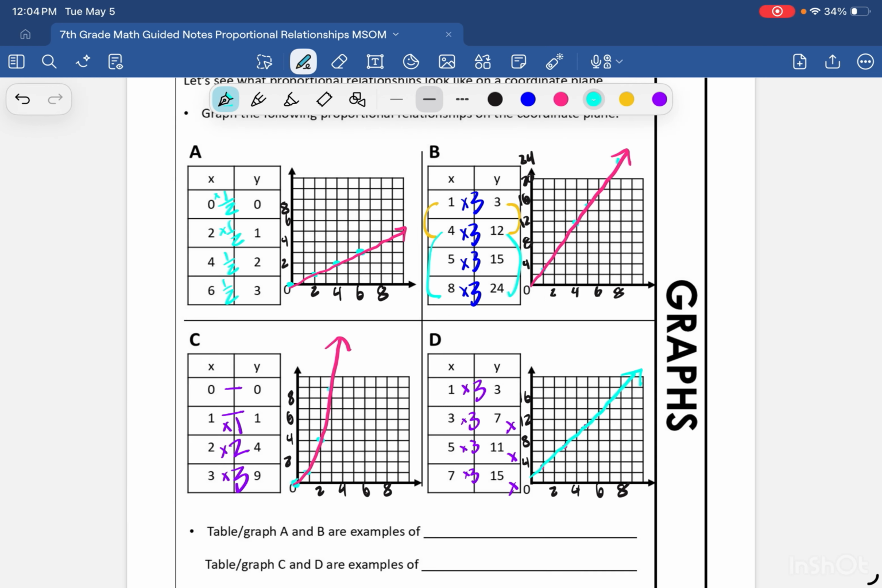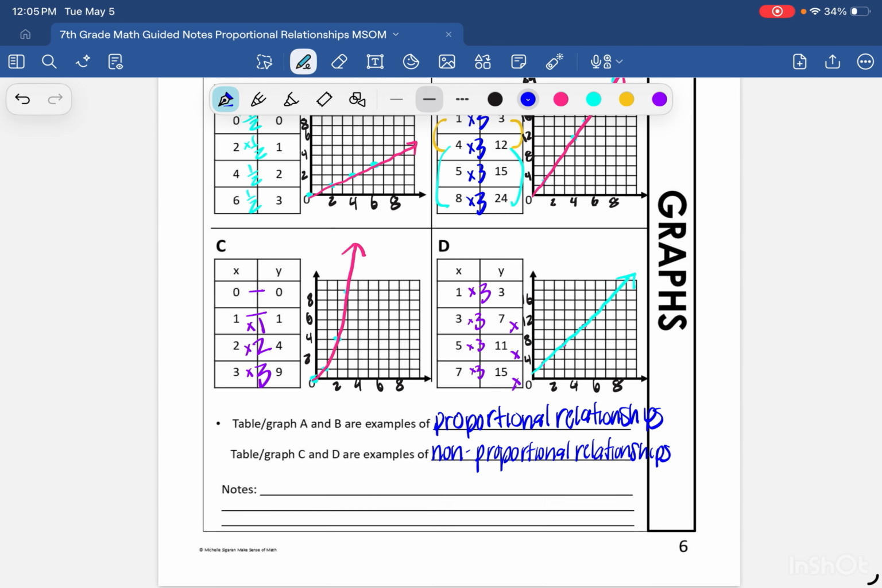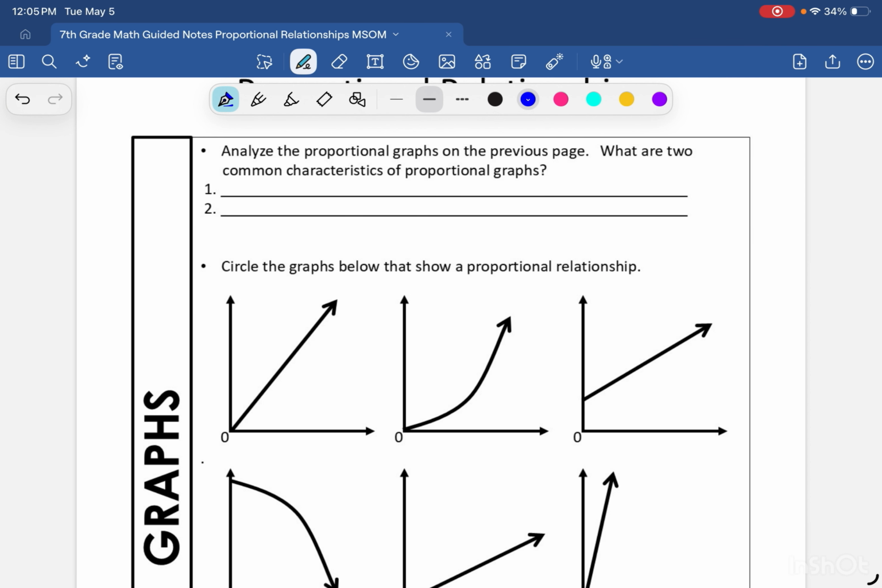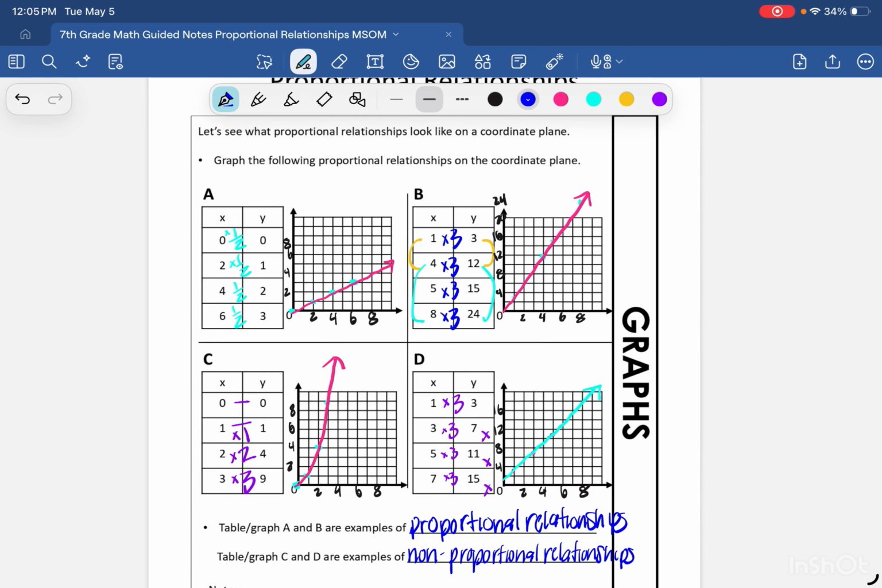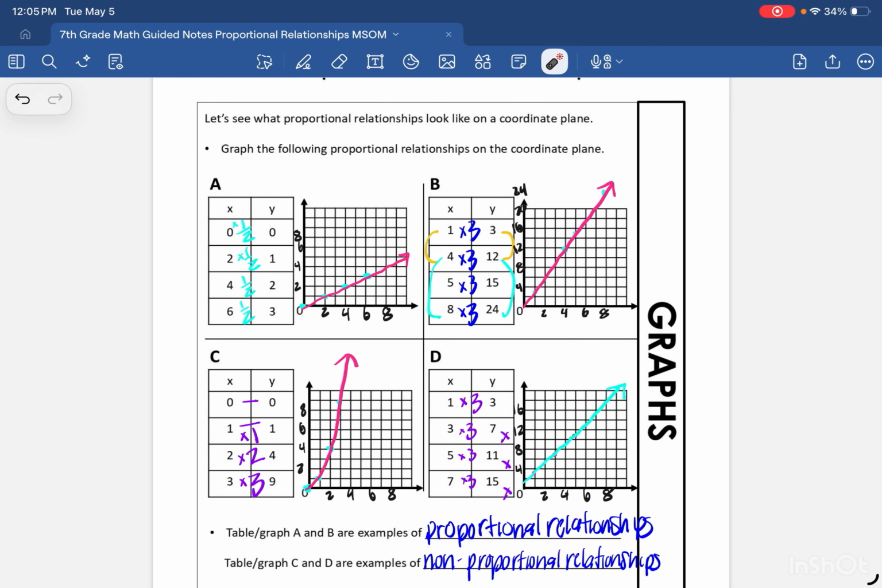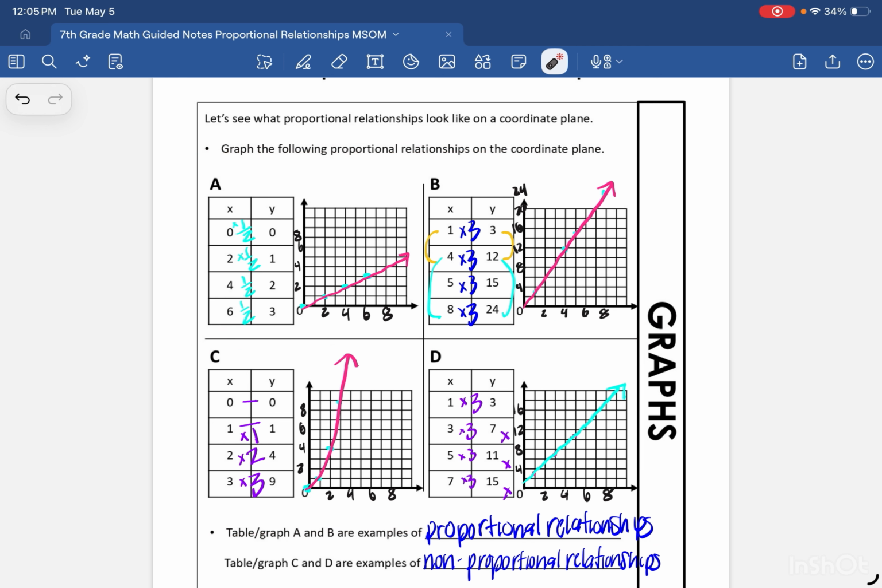So zooming out here, the table and graph of A and B are examples of proportional relationships. And then the table and graph of C and D are examples of non-proportional relationships. Analyze the proportional graphs on the previous page. What are two common characteristics of proportional graphs? So let's flip back to this page, and we know that these two up here are proportional, and we know that these two down here are not proportional. So we've got to see what's common and what's not common.